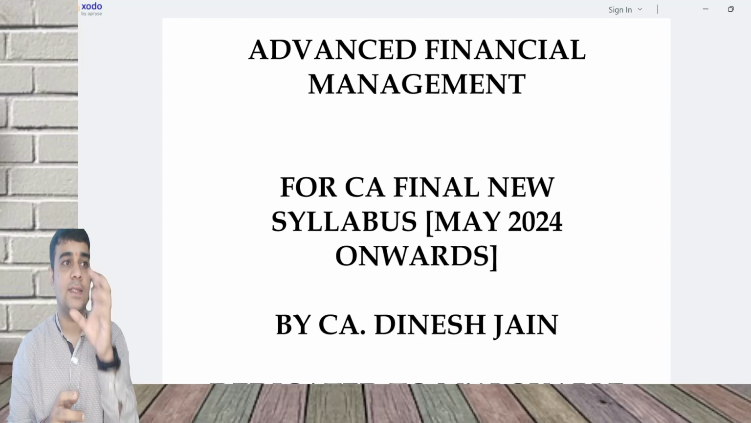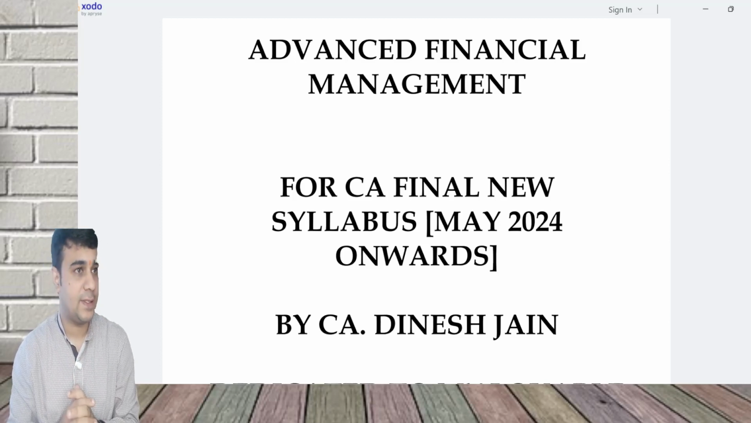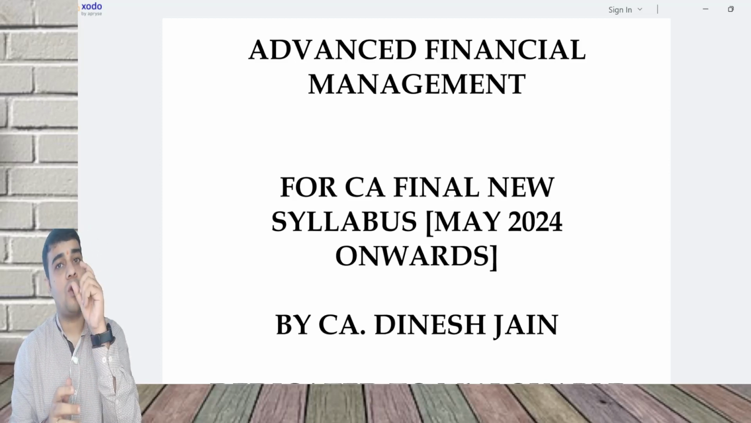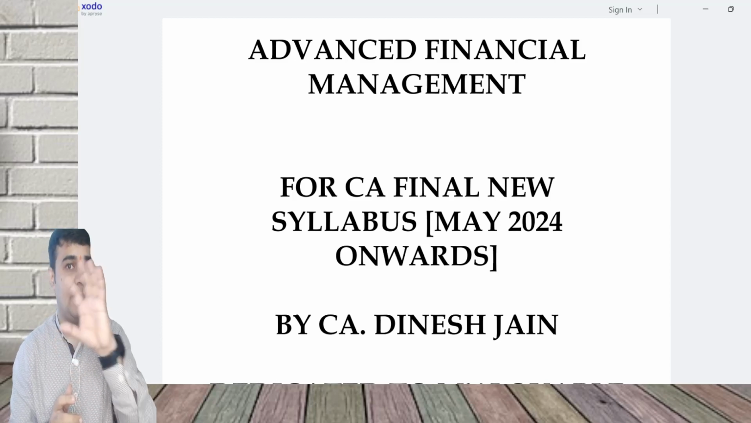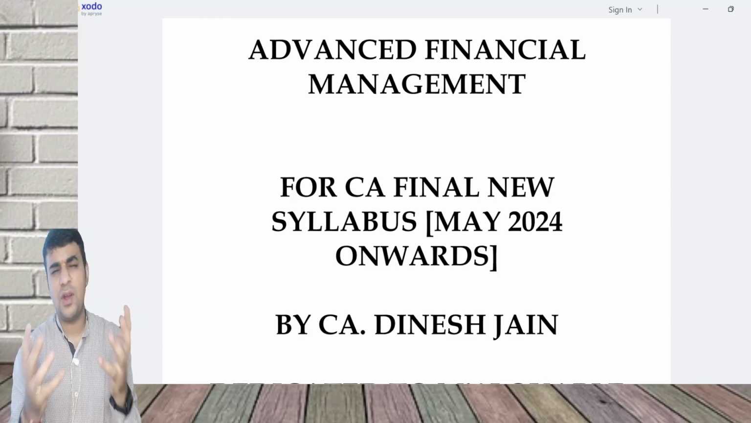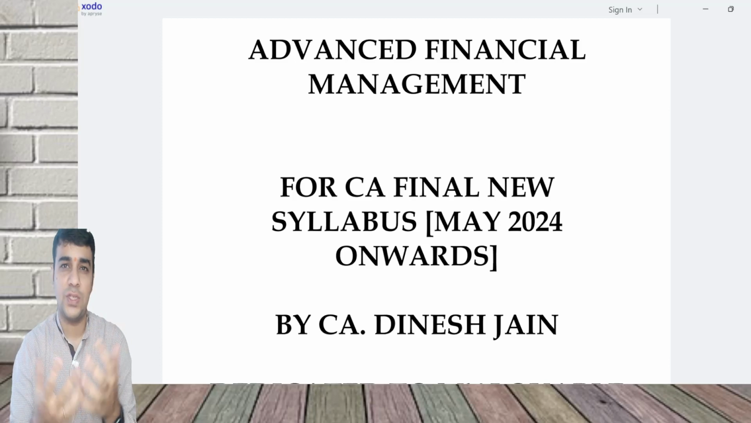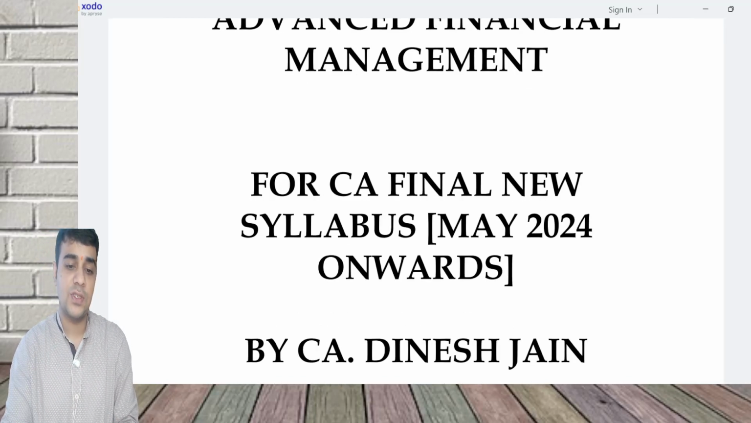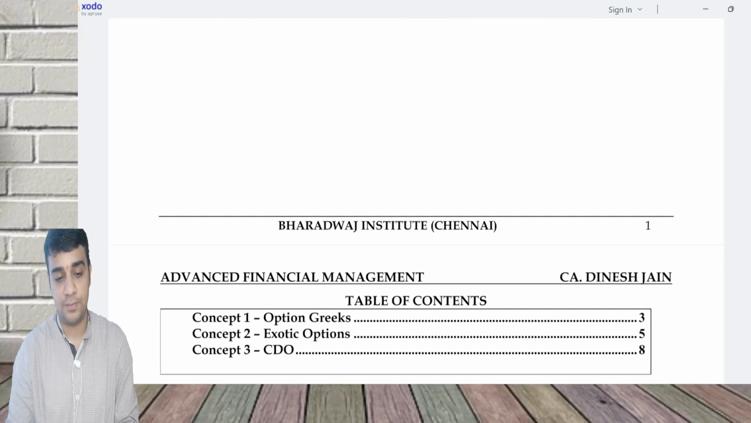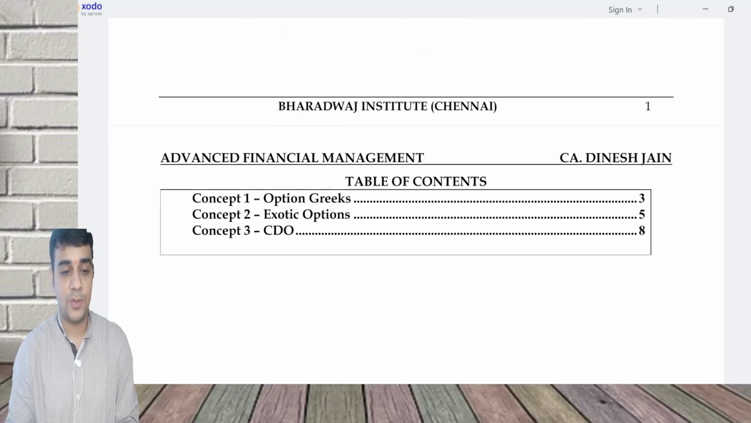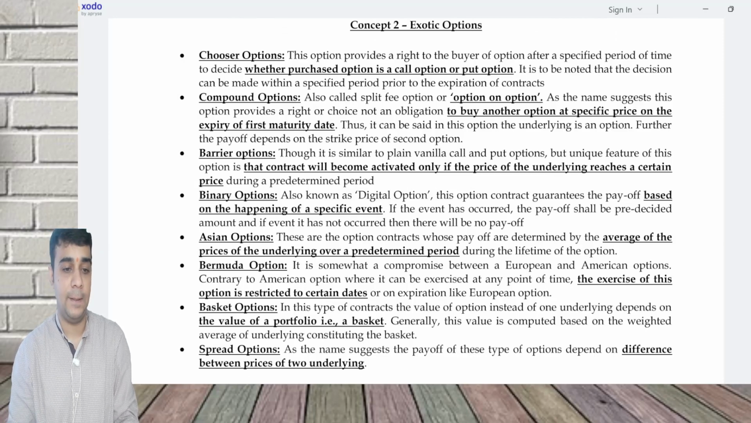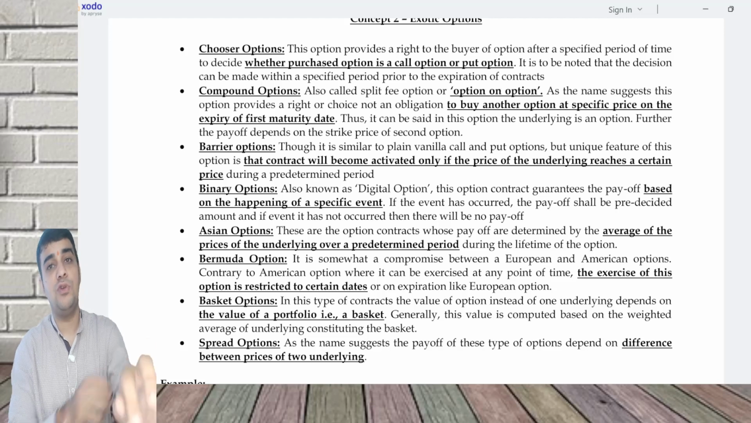And there's something called an exotic option which ICI has added, and an area called option Greeks. This was there in the old syllabus also, but I was not covering that much in detail because no questions were tested. Now, because of MCQs coming in, a question can come in MCQ. That's why I'm going to discuss option Greeks also. First, I'm going to start with exotic option, which is page 5 of this new material.